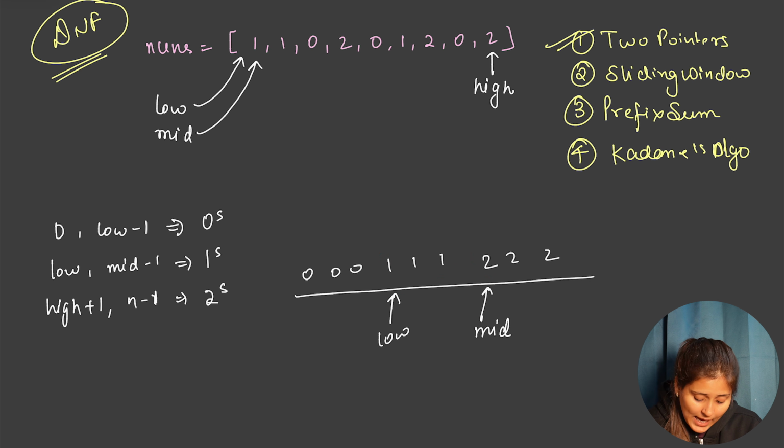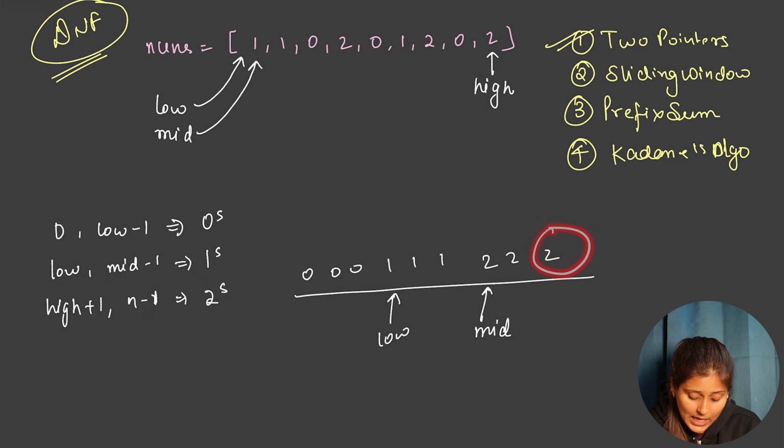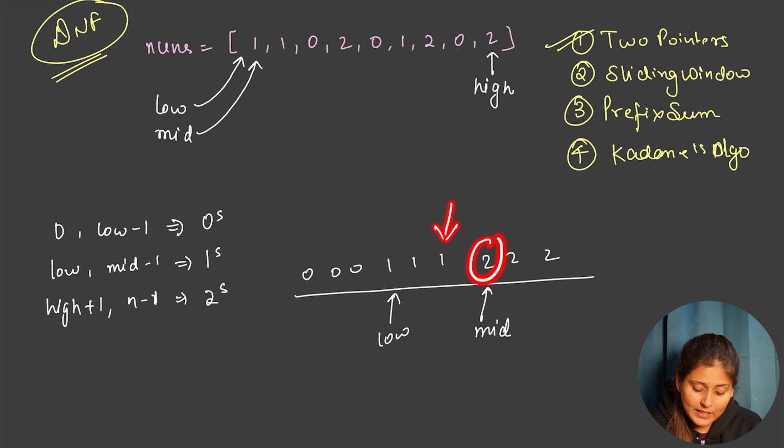Now high says from high plus 1 to n minus 1. So n minus 1 is this position, and high plus 1 will be this. So for sure high will be this. Correct. So high will be this.